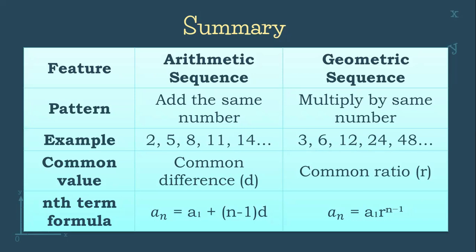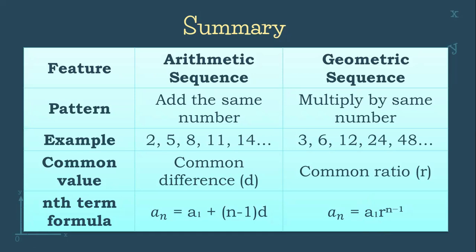So what is the formula to get the nth term of the geometric sequence? We use this formula. A sub n is equal to the first term multiplied by the common ratio raised to n minus 1, wherein n is the number of terms in the sequence. Okay, so last time we solved problems about the arithmetic sequence.